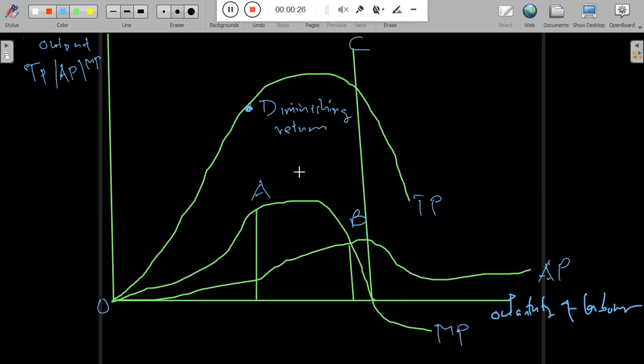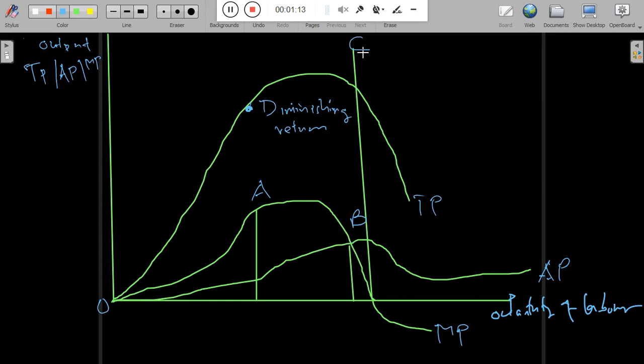We have the total product, average product and marginal product on the y-axis, and we have the quantity of labor. So the law of diminishing returns starts to operate at point A, whereby at this point total product is increasing at a decreasing rate. Also average product starts to diminish at point B. And at point C the total product starts to fall and marginal product is equal to 0.